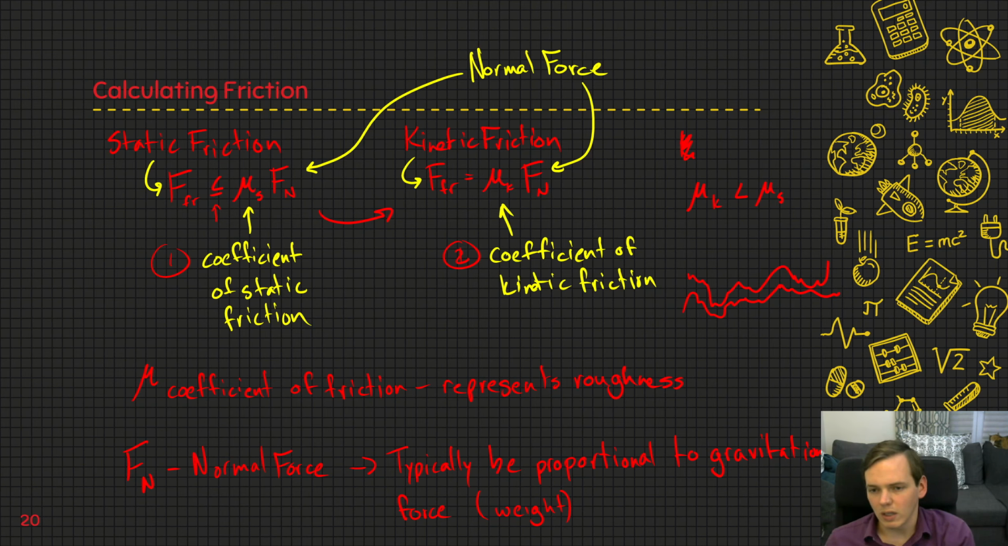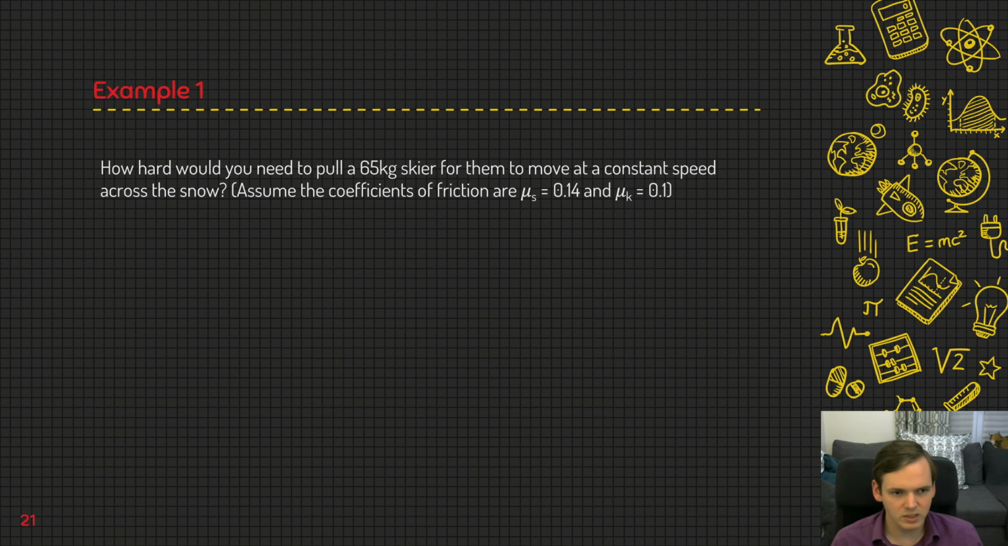That means it will resist the motion less than if it was able to kind of lock into place. So let's take a look at a couple examples here. The first example: how hard would you need to pull a 65 kilogram skier for them to move at a constant speed across the snow? And they gave you these coefficients of friction.